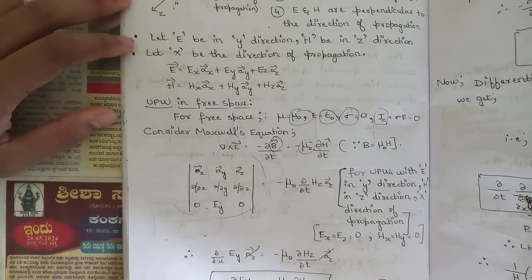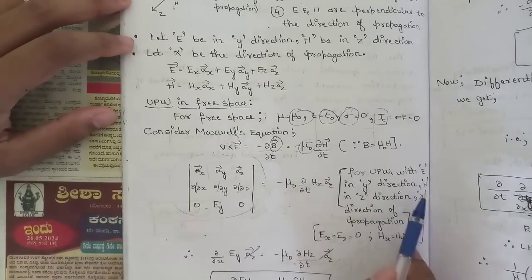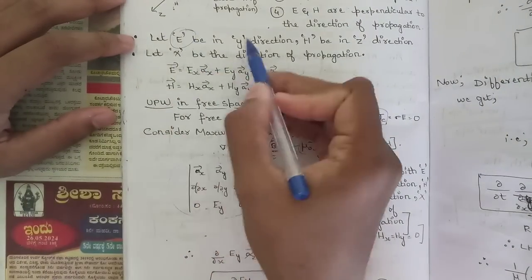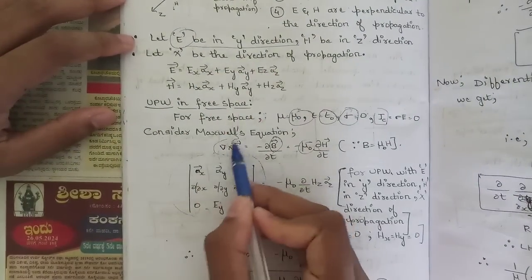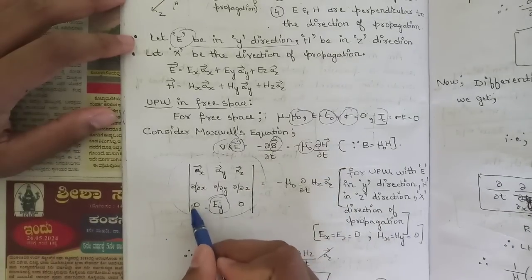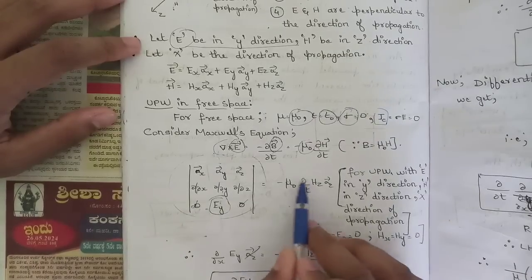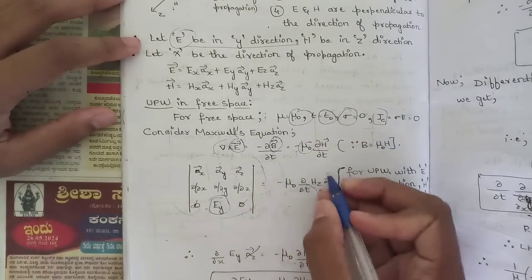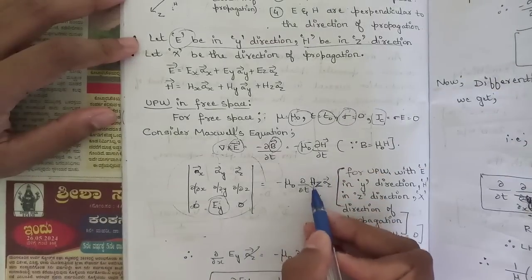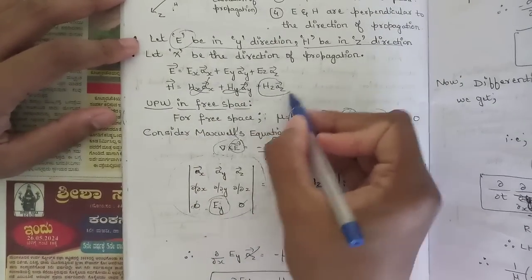Okay, since we are considering UPW with E in y direction and H in z direction. Since we have considered E in y direction here, and we have a del cross E, the y component would only be activated, the rest of the two components would be 0, so these two are 0. That is equal to mu naught dou by dou T of Hz. Because I have taken H in z direction, right? So this H would be replaced by Hz into Az vector. These two components would be neglected, only this component would be left out.